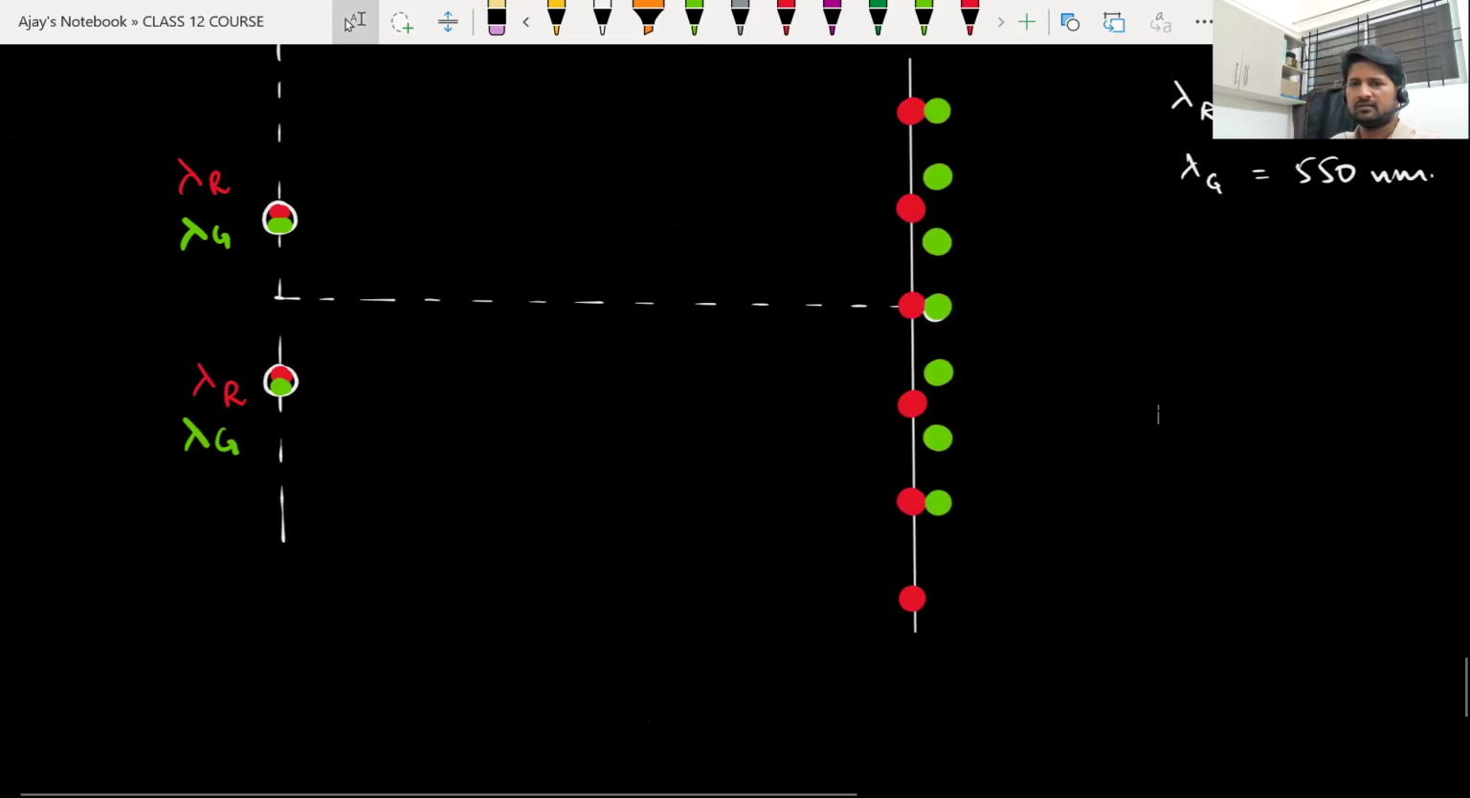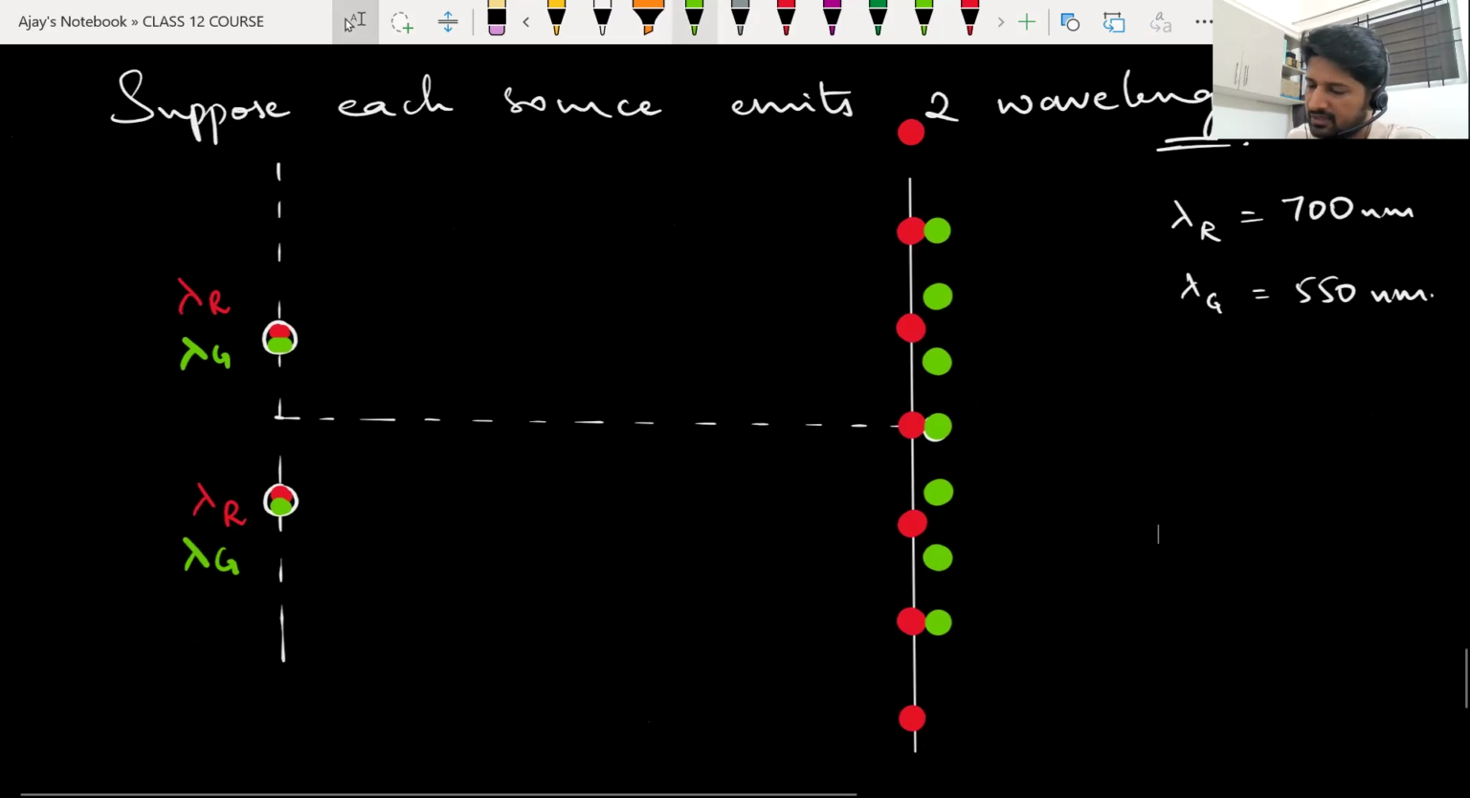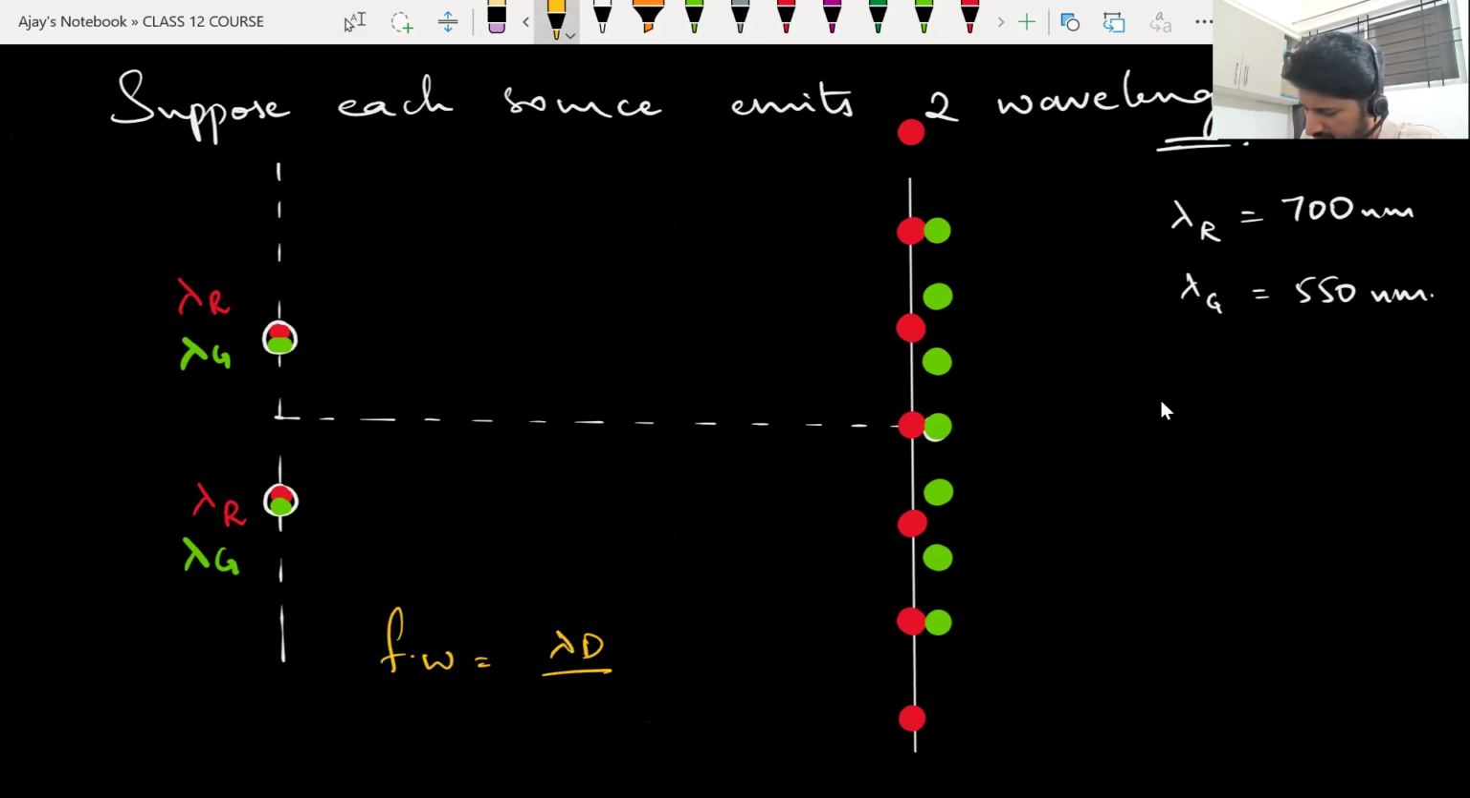Okay, the green bands will have shorter width, because fringe width in YDSE is lambda capital D by small d. If wavelength decreases, the fringe width decreases. The bands will become narrow. Is it clear?